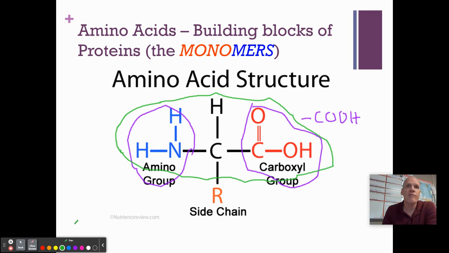What makes the 20 amino acids different is this side chain called the variable R group. This side chain is what gives each amino acid its specific properties. Is it polar? Is it nonpolar? Does it act like an acid? Does it act like a base? And so on and so on. And we're going to get into those in a second.